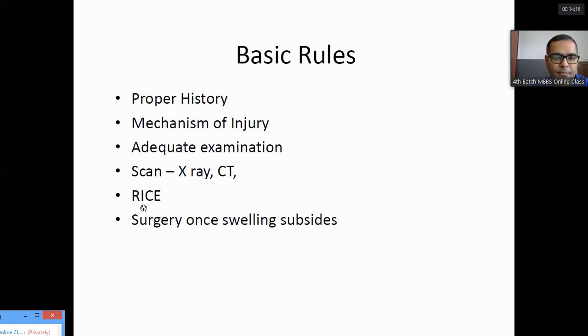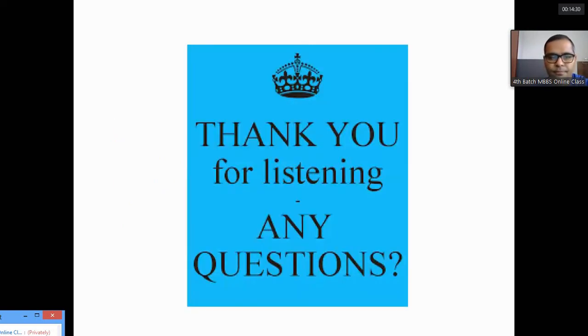Rest, immobilize, compression, elevation. Okay, rest, ice, compression, elevation. Surgery only when the swelling subsides. Okay, thank you for listening.